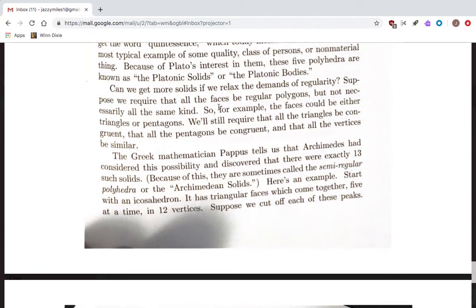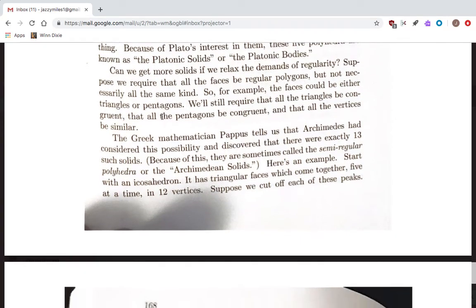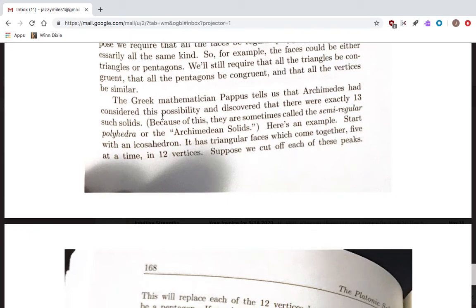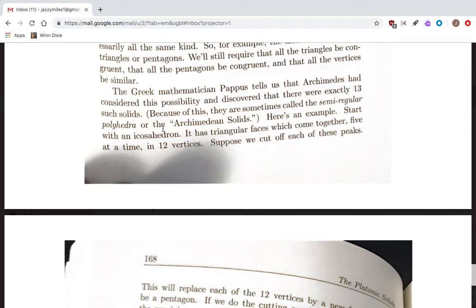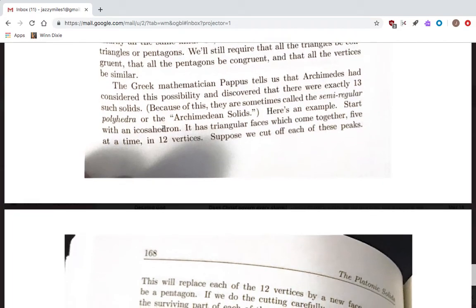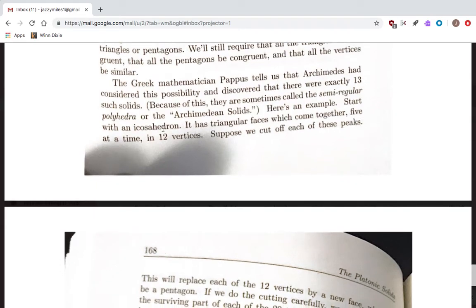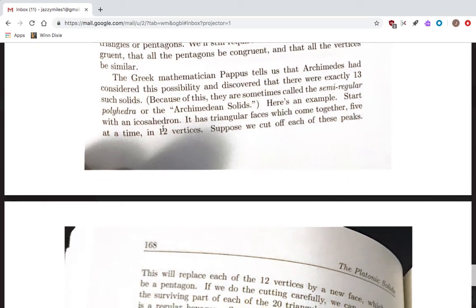Can we get more solids if we relax the demands of regularity? Suppose we require that all the faces be regular polygons, but not necessarily all the same kind. So, for example, the faces could be either triangles or pentagons. We'll still require that all the triangles be congruent, that all the pentagons be congruent, and that all the vertices be similar. The Greek mathematician Pappus tells us that Archimedes had considered this possibility and discovered that there were exactly 13 such solids. Because of this, they are sometimes called the semi-regular polyhedra, or the Archimedean solids.